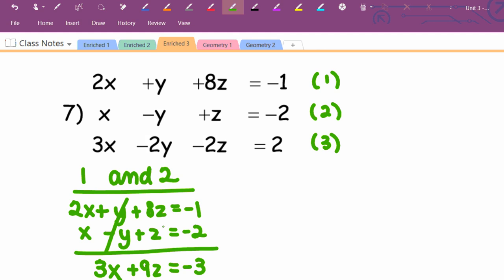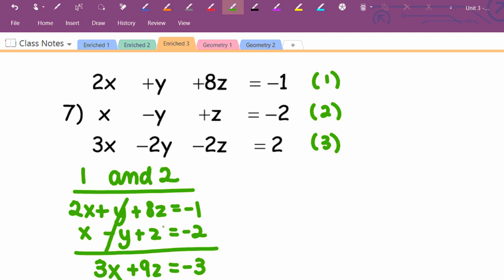I need to make that happen one more time. But which equations can I not use? 1 and 2. So that means I've got to use 1 and 3, or 2 and 3. I can't use 1 and 2. So, how would I want to eliminate the y's a second time? Would I want to use equations 1 and 3? Or would I want to use equations 2 and 3? I can't use 1 and 2 because I've already done it.